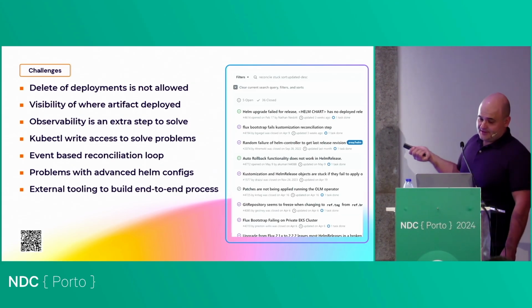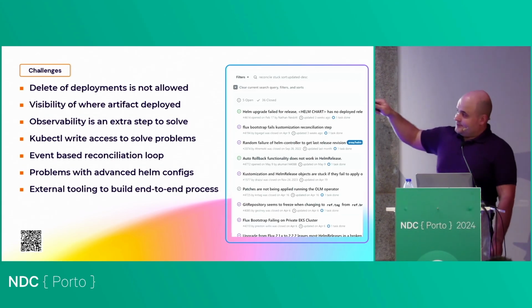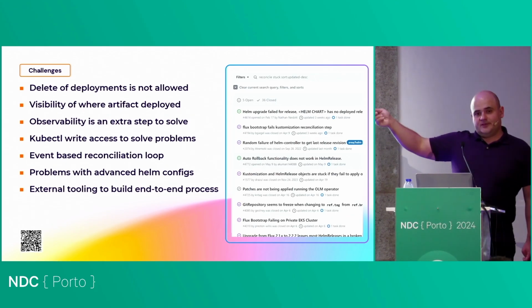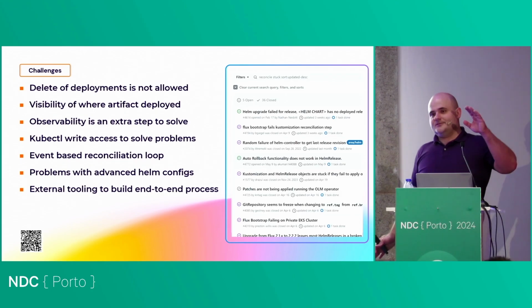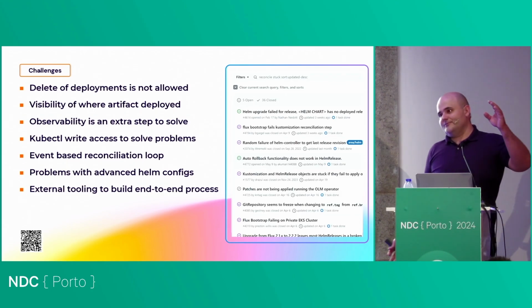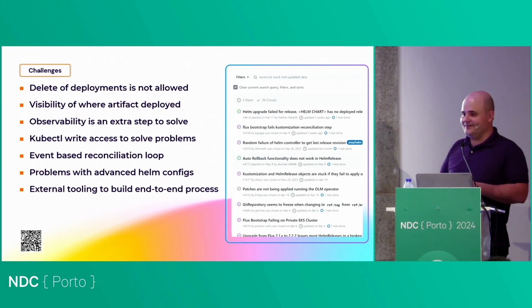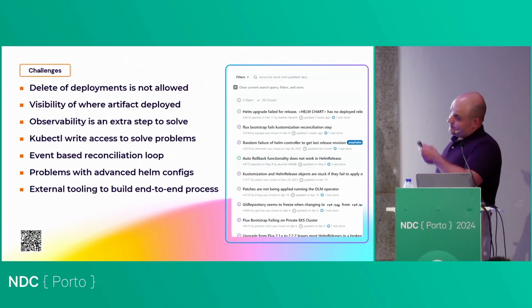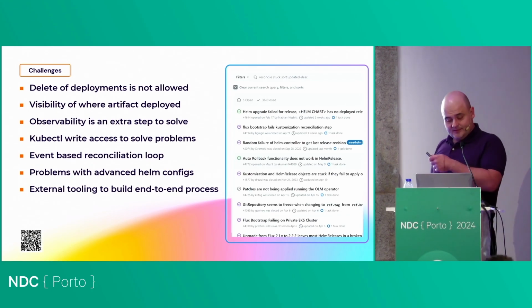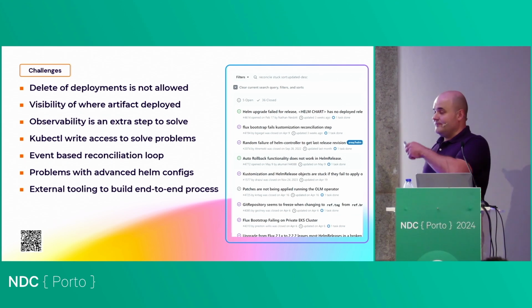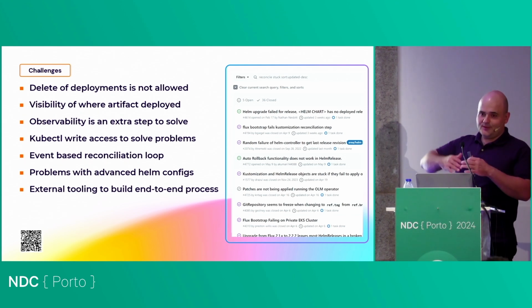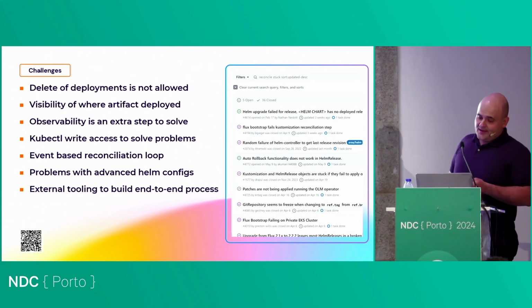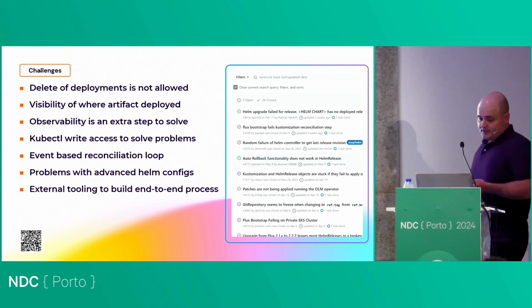So challenges. Some people like to delete deployments. If they experiment a lot and have a lot of failures, through the day you can have like 200 failed deployments, 300 failed deployments, and you can delete them from Flux. And if you have some custom Grafana dashboard to surface these deployments, it will pollute everything that you have. Observability, as I mentioned, is an extra step. You need to figure this out.